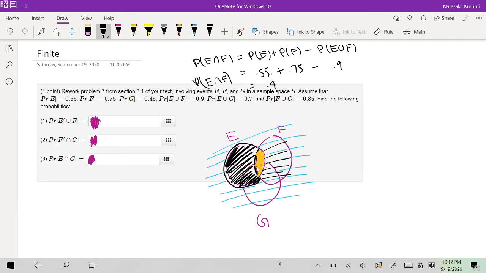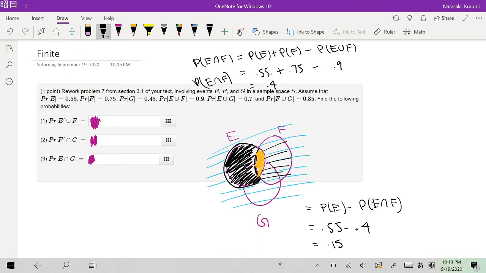So in order to find problem 1, that's not E and F. It's this whole thing minus the black part. And what is the black part? The black part is E, which is 0.55, right? But the black part is just the probability of E minus the intersection of E and F. So that's equal to 0.55 minus 0.4. So this comes out to 0.15, agreed?